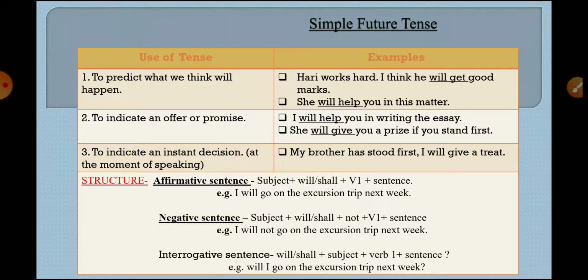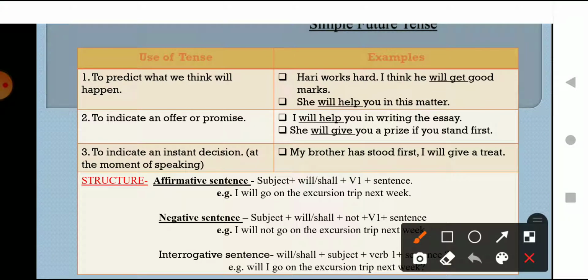Okay, so the first way in which we use simple future tense is to predict what we think will happen. So simple future tense is used to predict what we think will happen. You can say that it is basically the expression of the speaker. Speaker means who is saying the particular thing. So it is the feeling of the speaker, you can also say this. Okay, so let's understand this with an example.